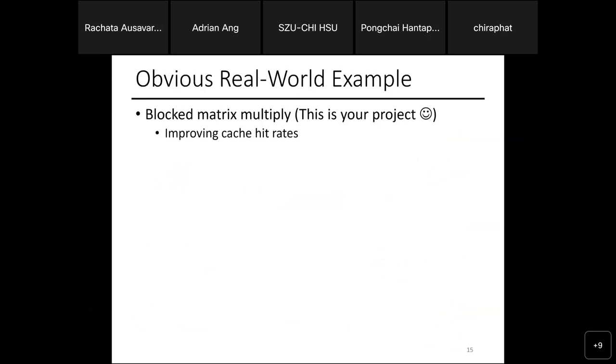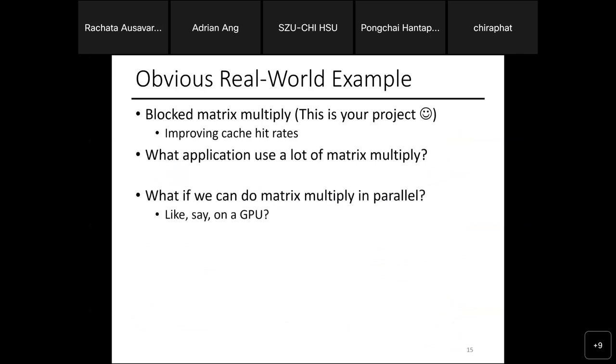Now, that's not your project, my bad. We changed the project. It was from last semester. Some real world examples, like graphics, machine learning, AI, right?